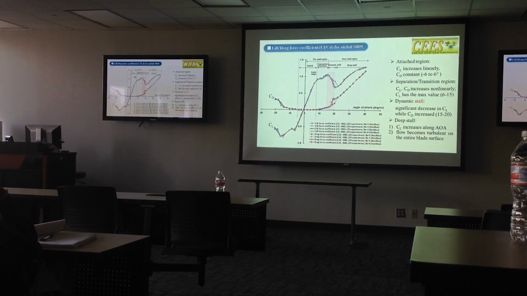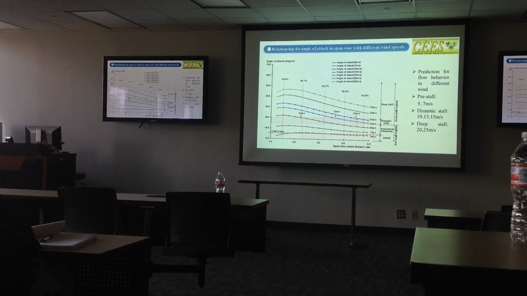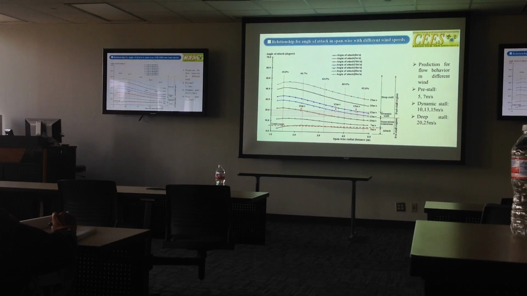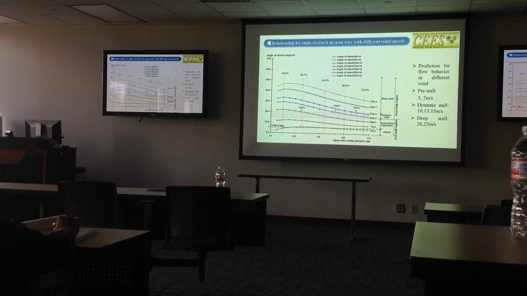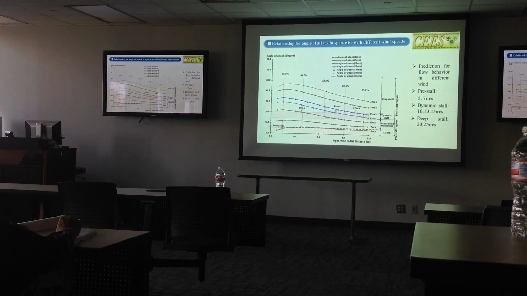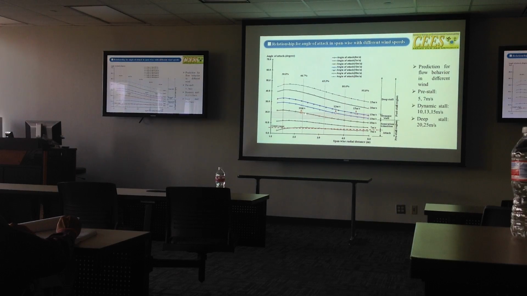This is for the 2D airfoil prediction. And this slide shows the entire 3D blade prediction for the flow behavior. You can see stall started to affect the blade around the 10 meter per second case. It mainly affects three cases: the 10, 13, and 15 meter per second cases.